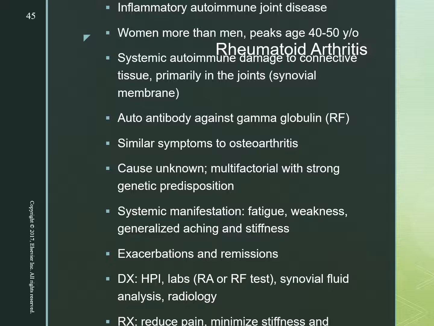Usually we're going to get this diagnosed from their history, from labs, synovial fluid analysis, and radiology. We usually treat this by reducing pain, minimizing stiffness, and they will do anything from gold shots, and sometimes even surgery to replace joints if it's too bad.